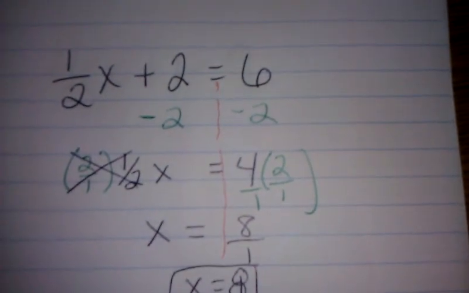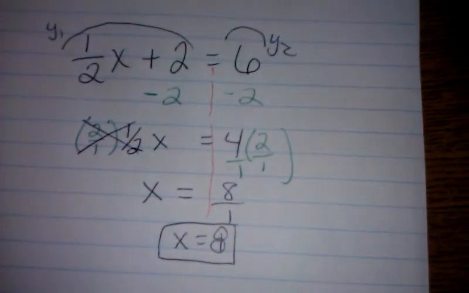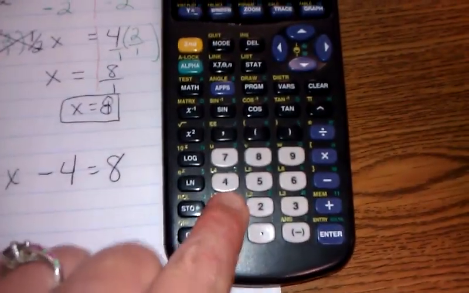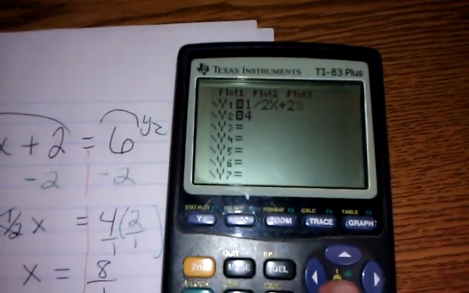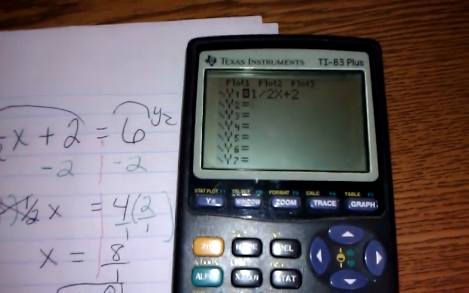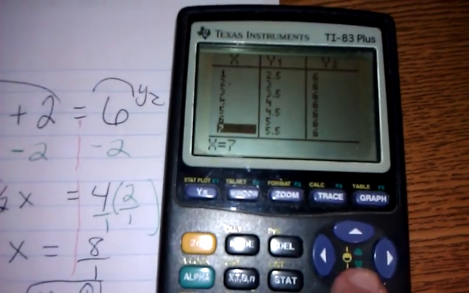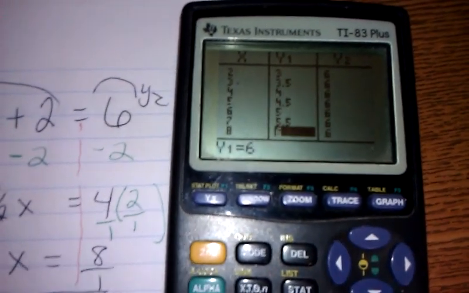You would check it the same way by putting the left-hand side into y1, right-hand side into y2. Same thing we did with the fractions. If I go in here, to get 1/2, all you do is press 1 divide 2. That gives you 1/2 x plus 2. And then down here I'd put in there the 6. Second graph, go to where x is 8, and I would check and see that y1 and y2 are the same, and I would know I was correct.